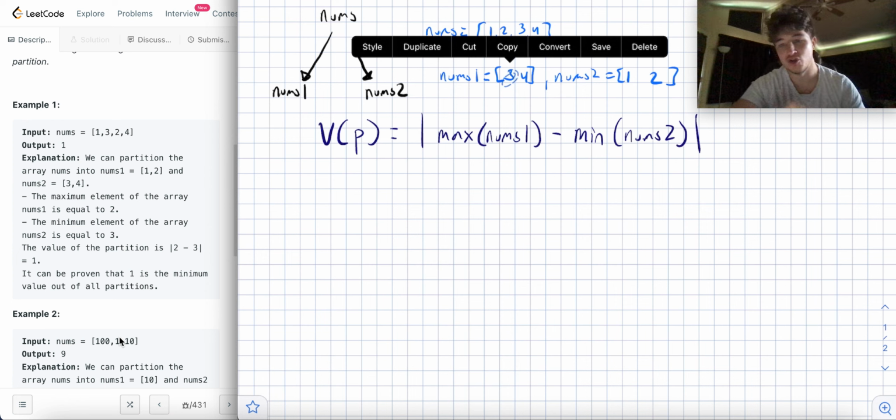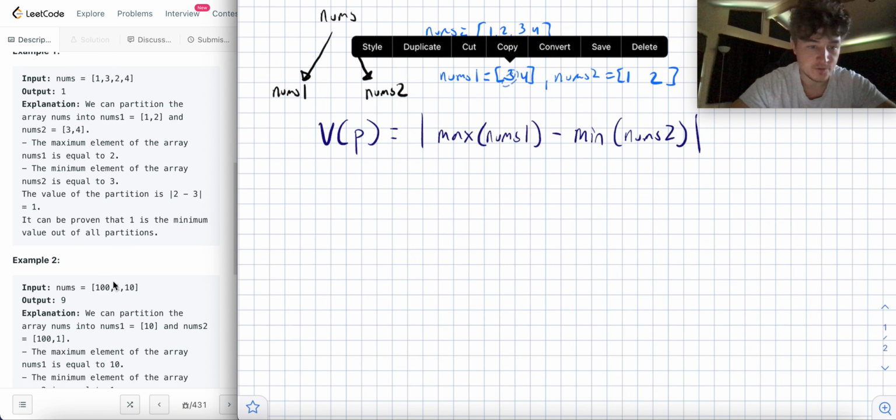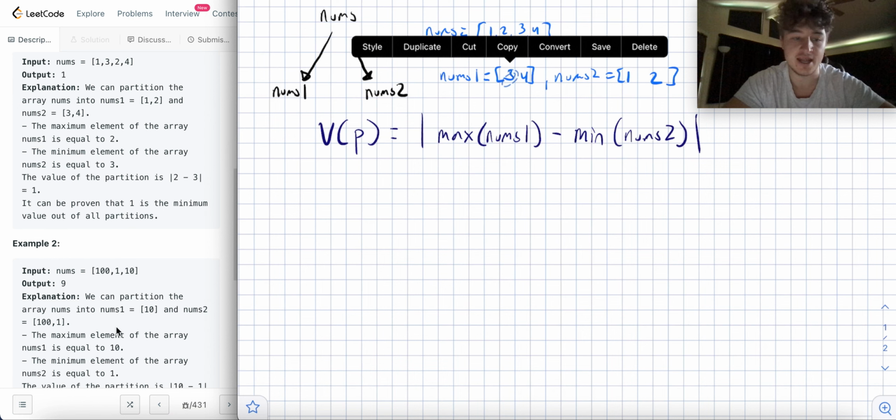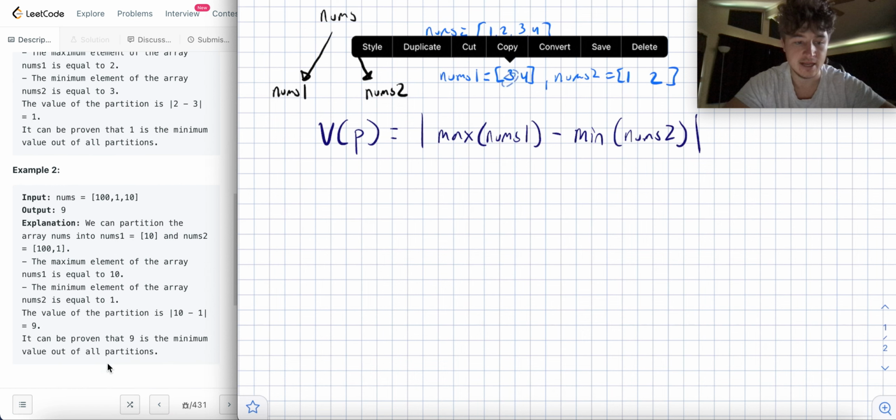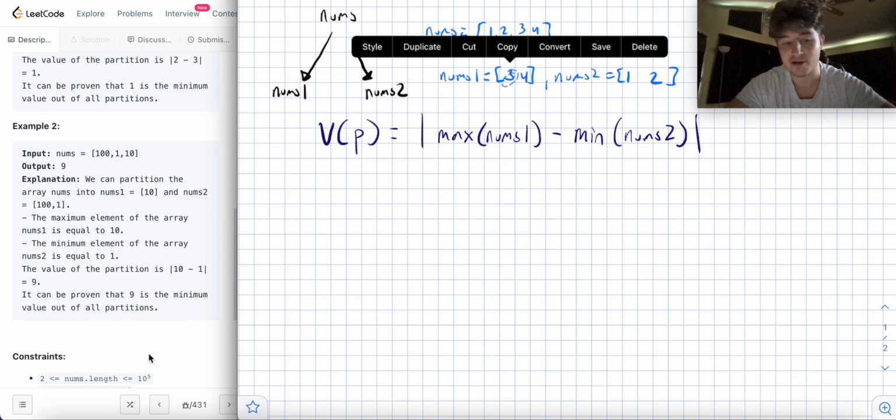And then you could exhaust all examples and get the answer. So here, if you partition this with 1 on one side and then 10 and 100 on the other, the max of 1 is 1, minus the min of 10 and 100, which is 10. 1 minus 10 is negative 9, absolute value 9. And that just walks through that here as well.